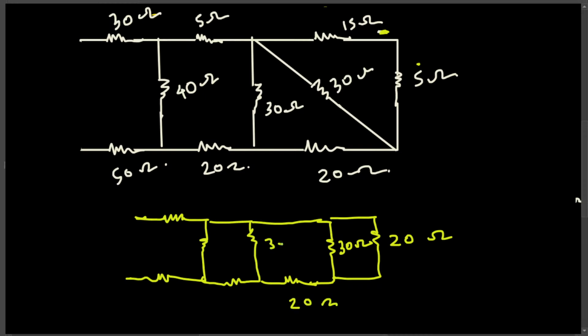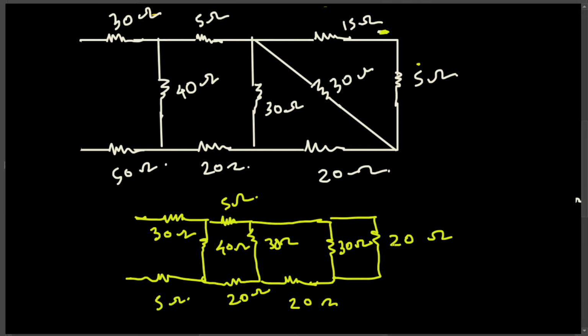And then a 30 ohm resistor right here. And then here we have a 5 ohm resistor. And we have a 20 ohm resistor. And this is a 40 ohm resistor. And this one is a 30 ohm resistor. And this one is a 50 ohm resistor.